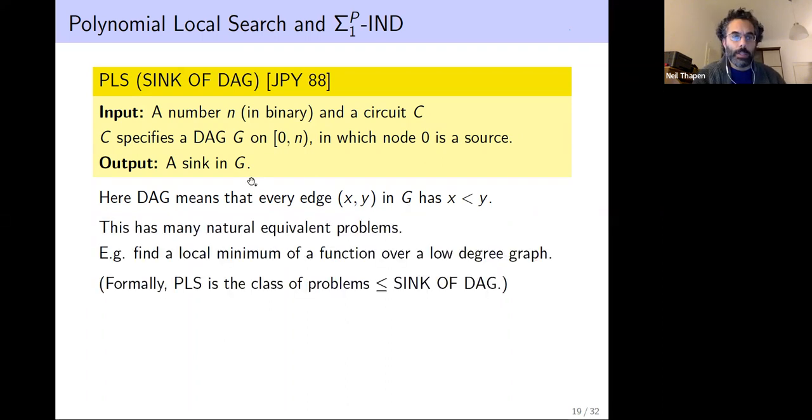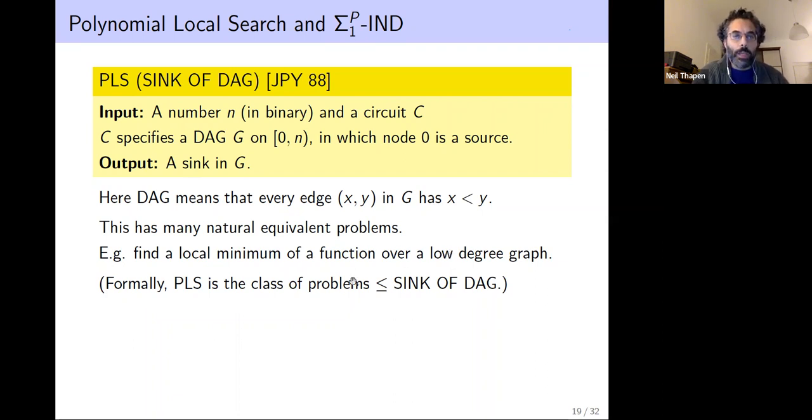And yeah, so this problem defines the class PLS, and I'm just going to call this problem PLS to have one less definition. And this class gets used a lot and is equivalent to lots of things, in particular finding local minimums in reasonable situations.